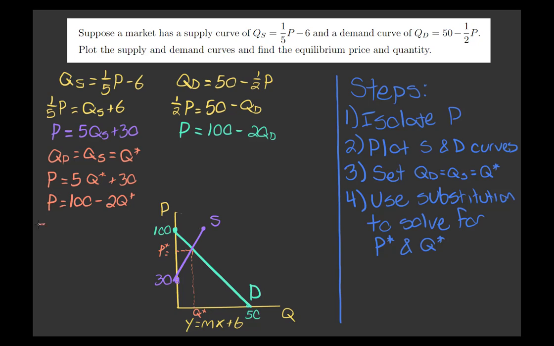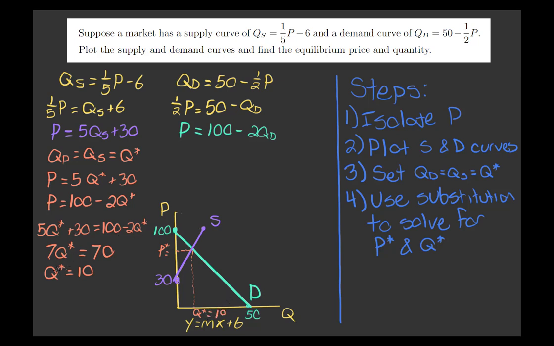We can just set those equations equal to each other like this to get an equation which we can simplify to solve for Q star. So if we isolate Q star to the left side by adding 2Q star to both sides, we end up getting that 7Q star is equal to 70. Now dividing both sides by 7, we end up getting that Q star is equal to 10. And this is going to be the equilibrium quantity.